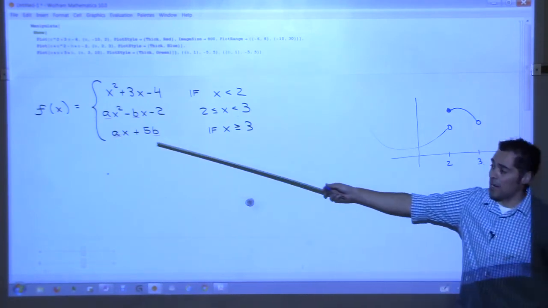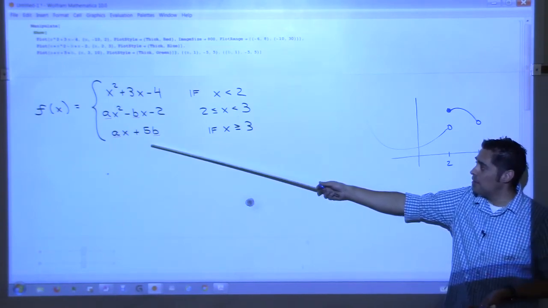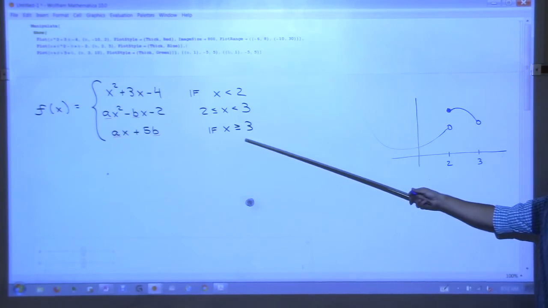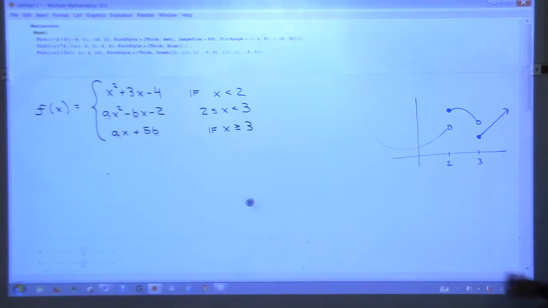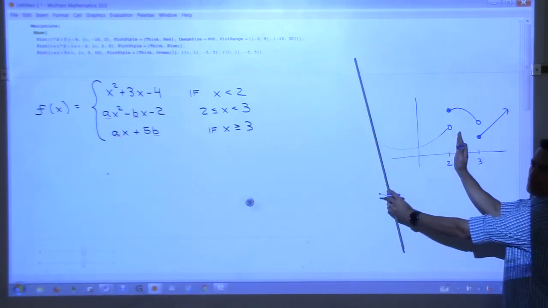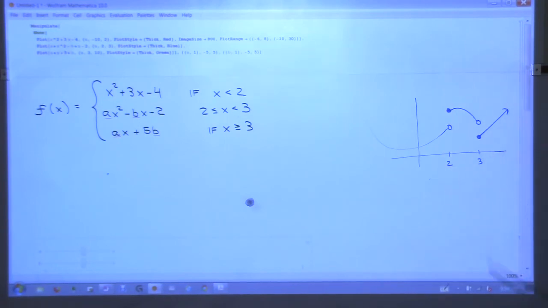And then this one, again, because I don't know A and B, I know at least that it's a line. And is it defined at 3? Yeah, so it's a dot. I don't know where that dot is. And it goes out to the right. To the left of 2, it's continuous. Between 2 and 3, it's continuous. To the right of 3, it's continuous.